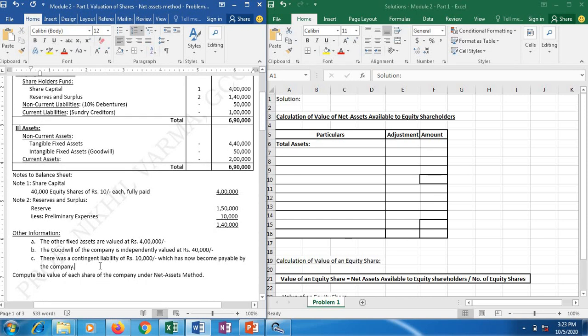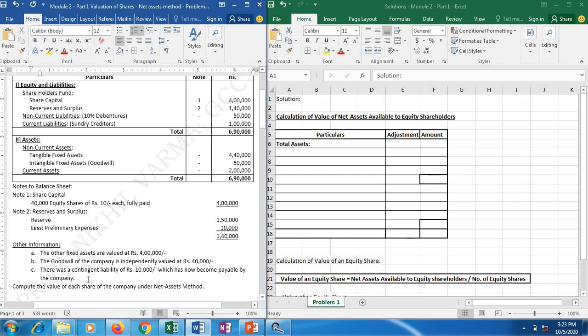There was a contingent liability of rupees 10,000 which has now become payable by the company. Now what do you mean by a contingent liability? Contingent liability means a liability that might occur or become payable in the future depending on the occurrence of an event. And here this point says that the contingent liability of 10,000 has now become payable. That means we have to pay it, and that is why it will become an outside liability, and it will not remain a contingent liability anymore. So even this 10,000 has to be included in the liabilities side.